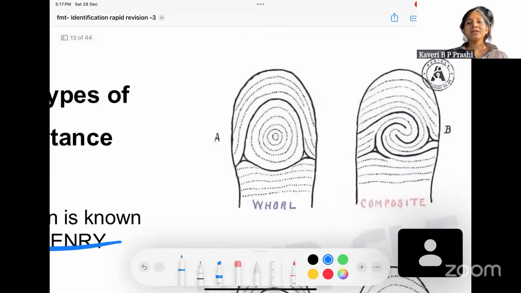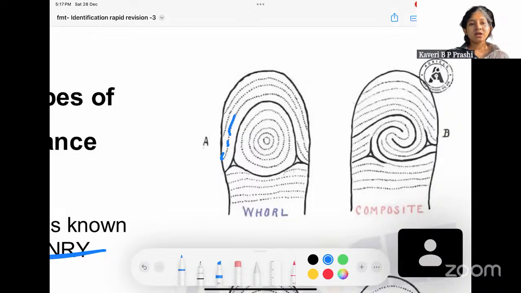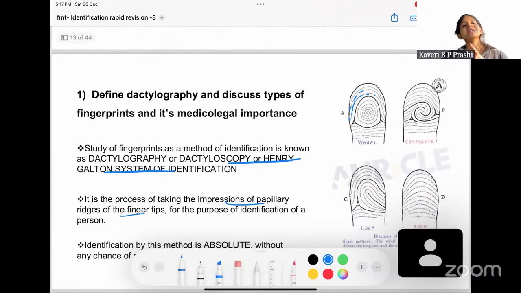So what are the papillary ridges? These that are there in the dotted lines. No, these are the papillary lines that are there in the fingers. So we are taking their impression. Okay. And why is it used? It is used to identify a person because this fingerprint is going to be unique for each and every person. That is how we can identify the person.